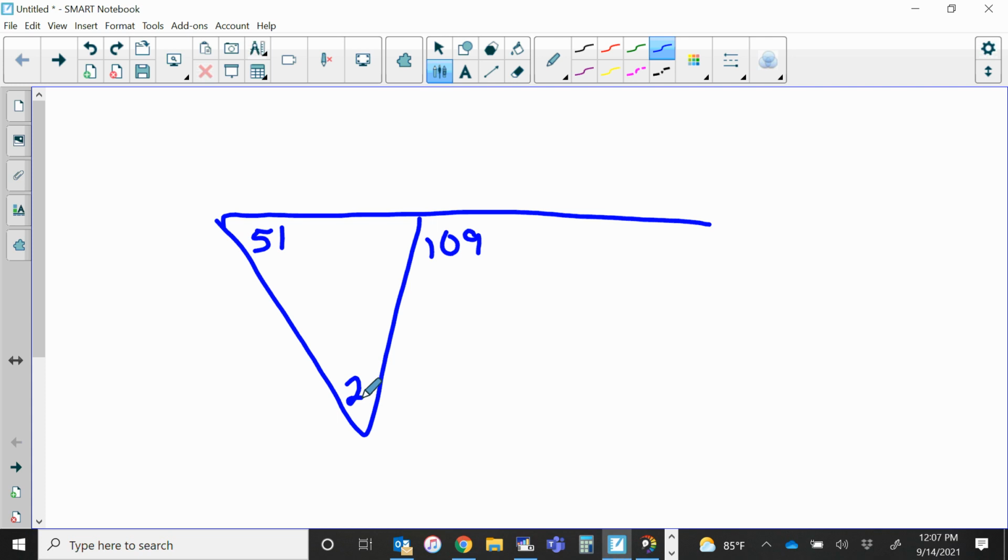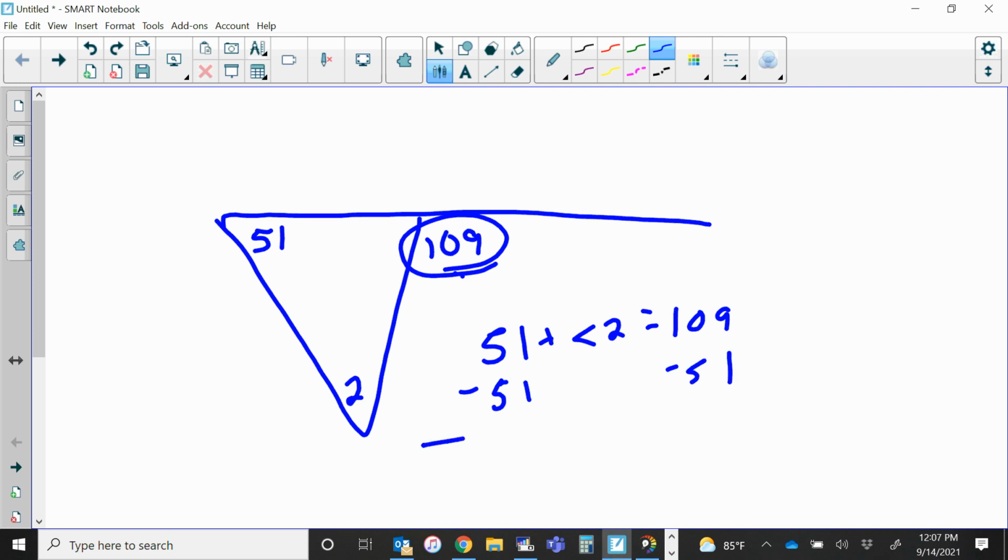How could I figure out what the measure of angle 2 is? Well, if I know this is 109, couldn't I take that and say, 51 plus what, the measure of angle 2, has to equal 109? That's what that theorem states. And then you minus 51 minus 51, and it gets me angle 2 equals 58.